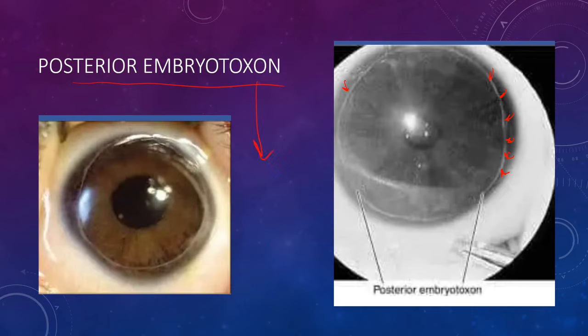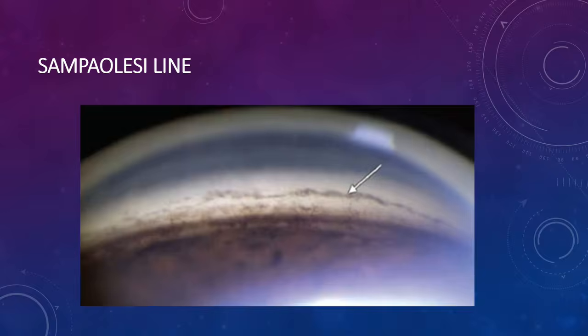Now this posterior embryotoxon is clinically important because it is associated with Axenfeld-Rieger syndrome, and in such patients IOP should definitely be checked because glaucoma is an association in Axenfeld-Rieger anomaly or syndrome.